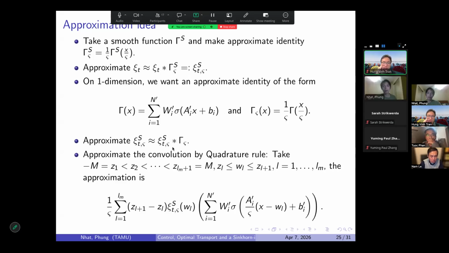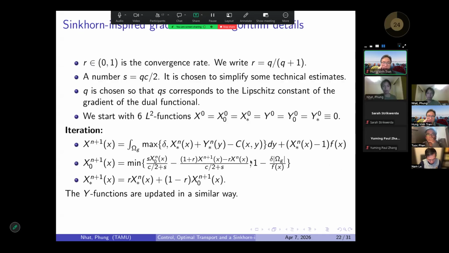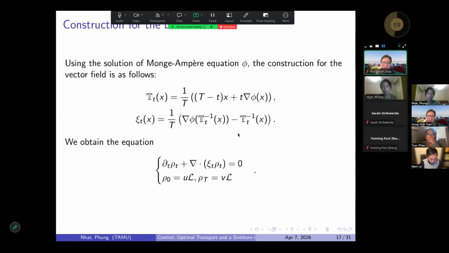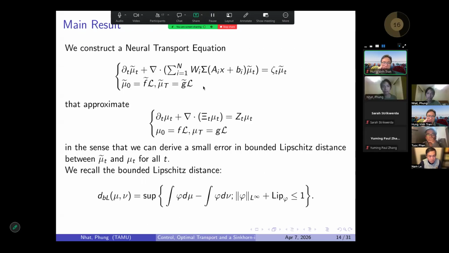So now using the convolution, it's just like the integration. So instead of using integration, we use the quadrature rule. We put in multiple points, and then we can write it as a finite sum. And so this will give us a structure of neural networks using only the finite sum, and then we can merge them together to make a coefficient. So what we get is the coefficient in this case.